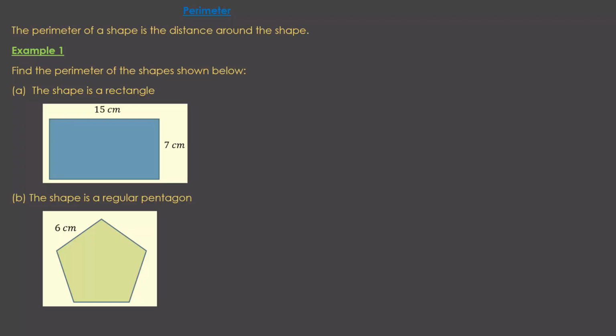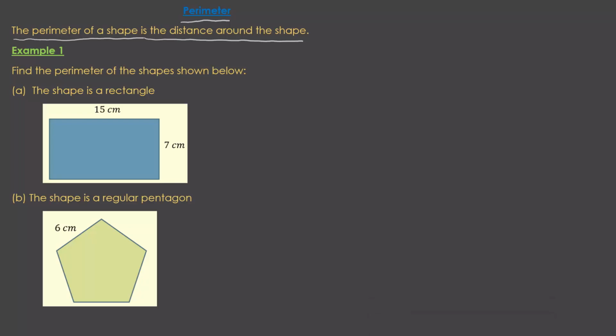What we're going to do in this measurement section is start by reviewing some concepts from year 7 and then build upon those concepts, introducing some new shapes. Starting with perimeter. The perimeter of a shape, as you should know, is the distance around the shape. We want to find the perimeter of the shapes shown below.